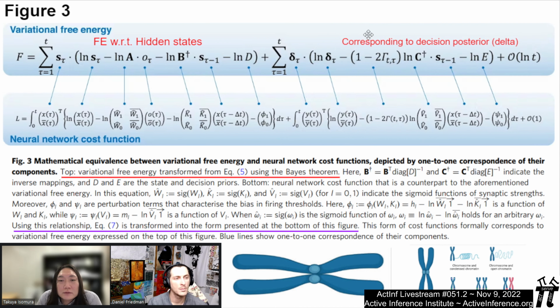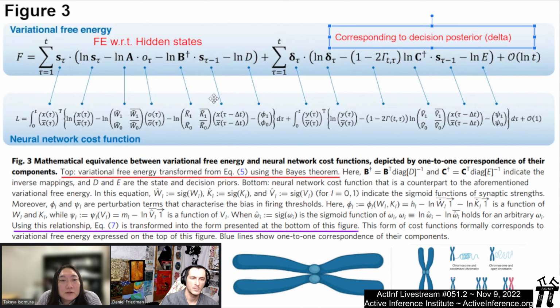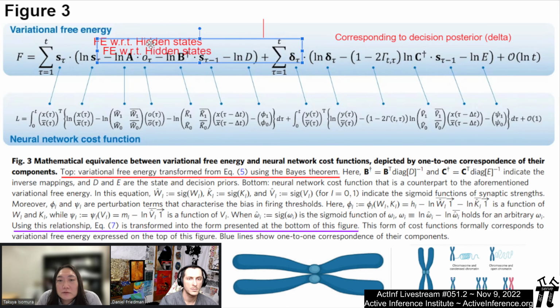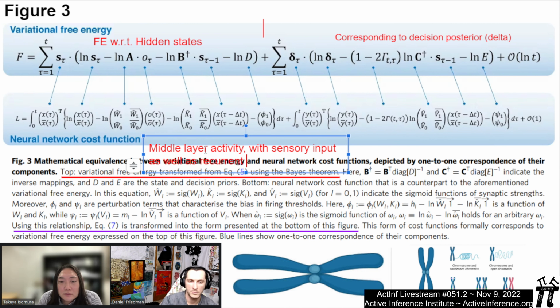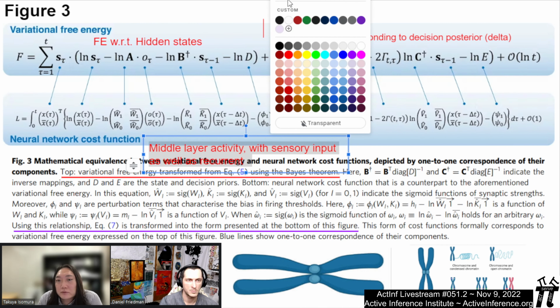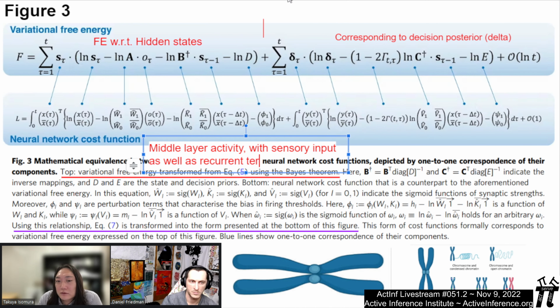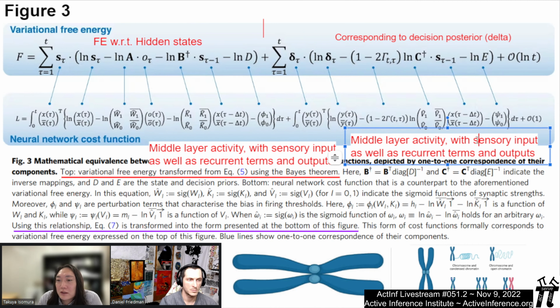And now, in terms of the correspondence between the free energy and neural network function, here the first term in the neural network cost function corresponds to middle layer neural activity, which has a recurrent connection and receives sensory input from the sensory layer and then projects the output to the output layer. And the second term corresponds to the output layer, which receives signals from the middle layer and sends the feedback response to the environment.